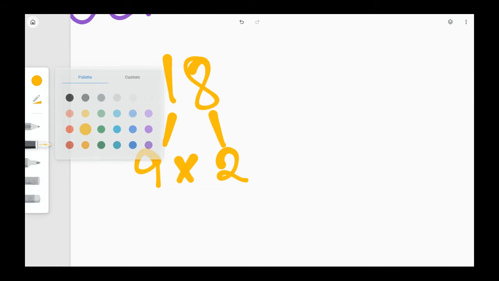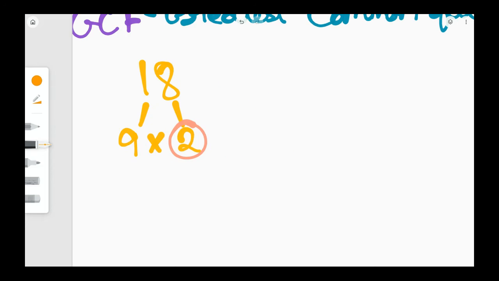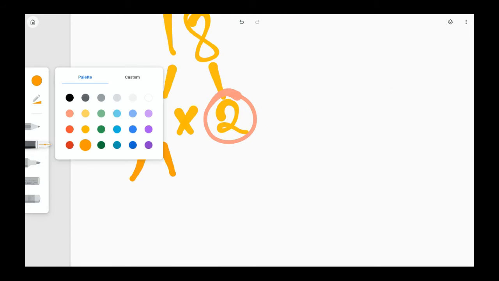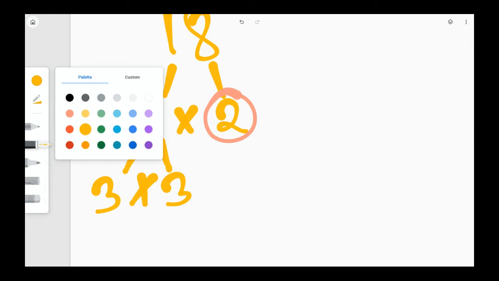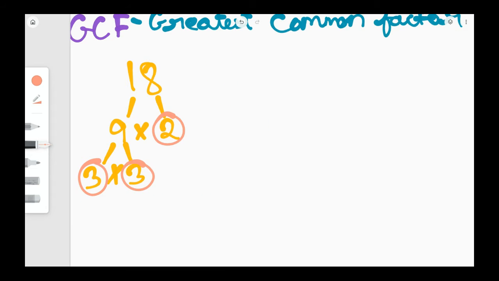Is 2 a prime number or is 9 a prime number? I know that 2 is, so I'm going to circle that. Is 9 a prime number? No, it's not. What times what equals 9? 3 times 3 equals 9. Is 3 a prime number? Yes, it is. I'm going to circle both numbers. Now I don't have any numbers left to multiply. Since both of these numbers are prime numbers, I'm going to be writing them down.